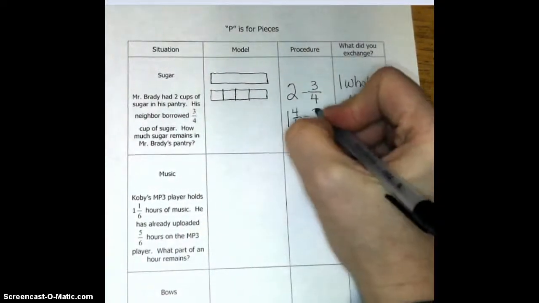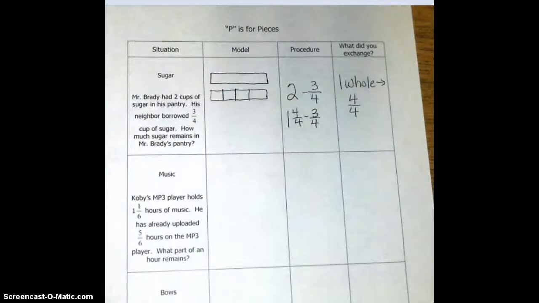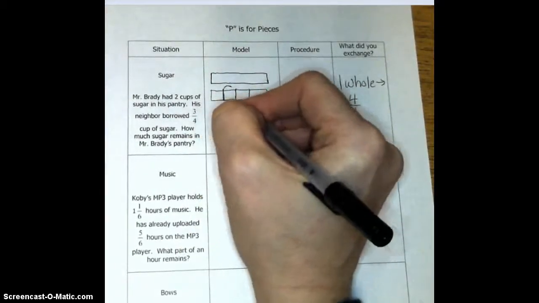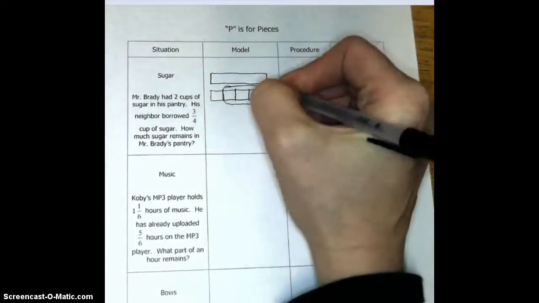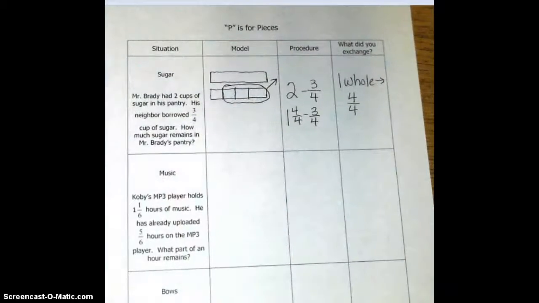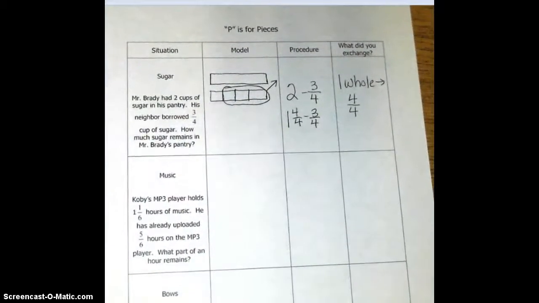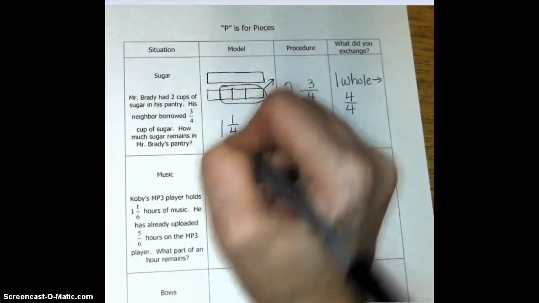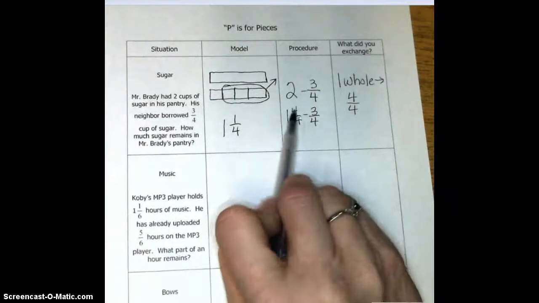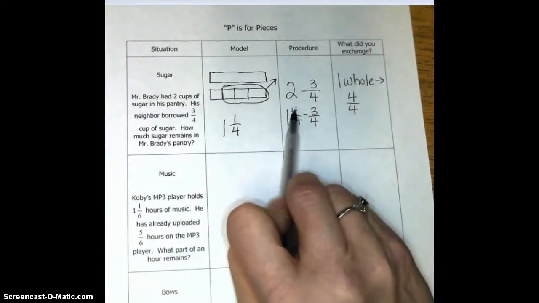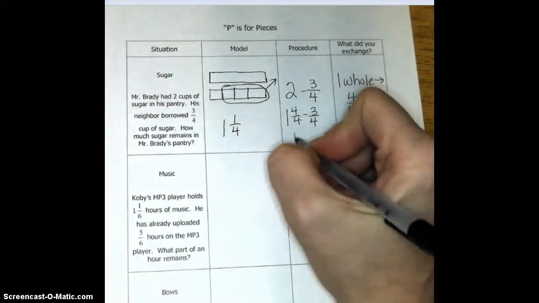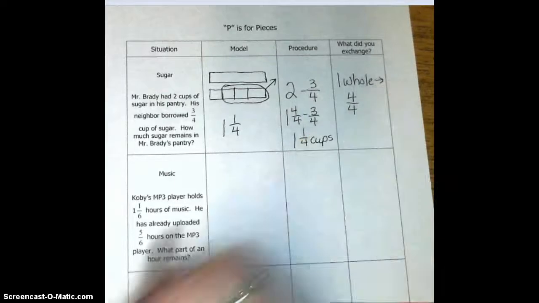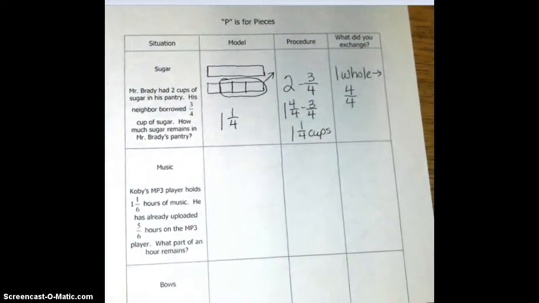And then now I can take away 3/4 from that. How do I show that with models? I'm going to circle 3 of those fourths, and I'm going to draw an arrow to show that it's being taken away. So how much do I have left? I have 1 1/4 left, or if I do over here, I'm going to take 3/4 away from 4/4, leaving 1 1/4 cups.